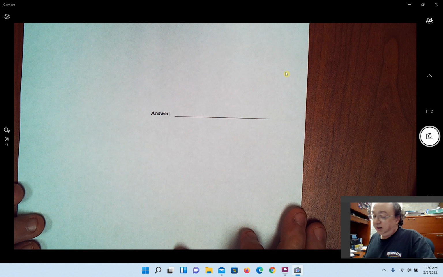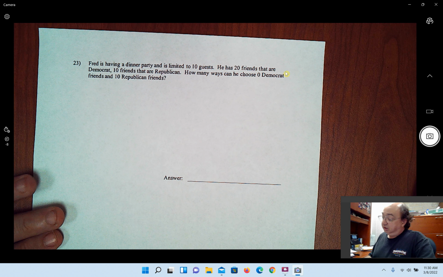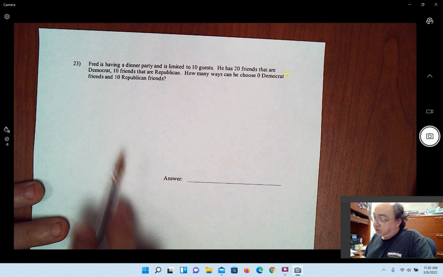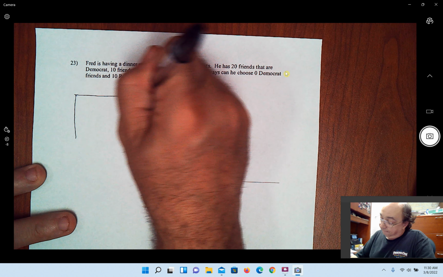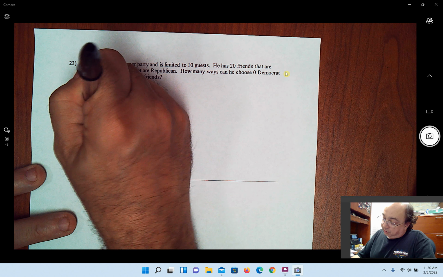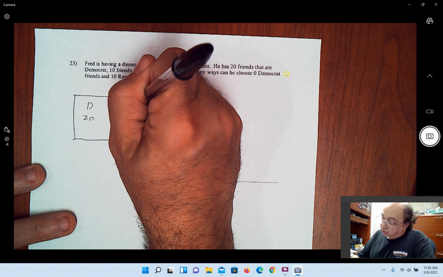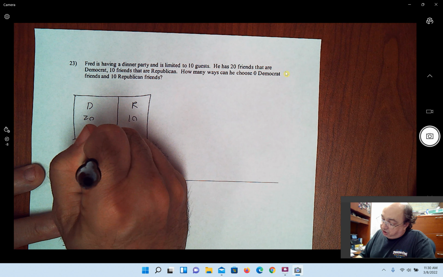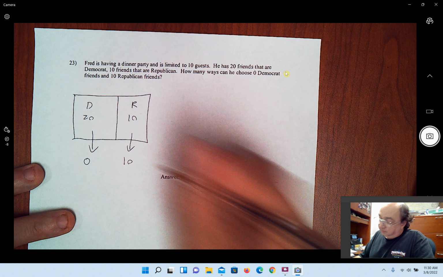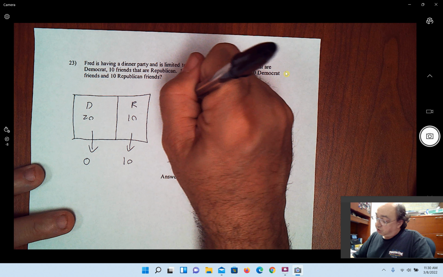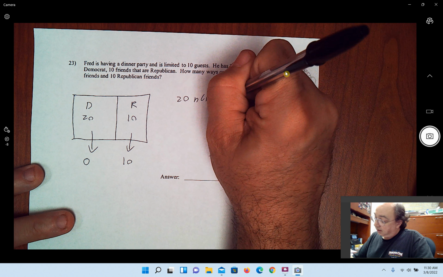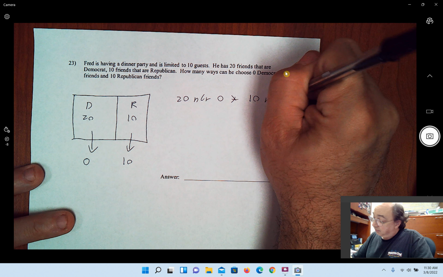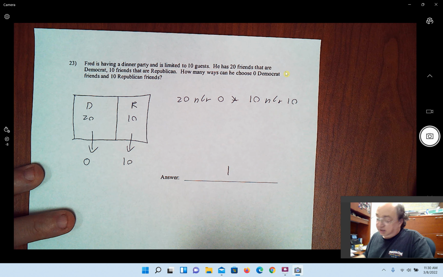All right, and the last one here. Brad's having a dinner party. He's going to choose 10 Republicans and 0 Democrats. So here's our Democrats. We've got 20 of those. Here's our Republicans. We've got 10 of those. So we're choosing 0 from the Democrat group, 10 from the Republican group. So it's going to be 20 combination 0 times 10 combination 10, and that ends up calculating to 1.